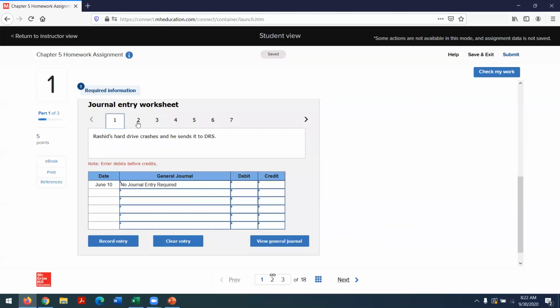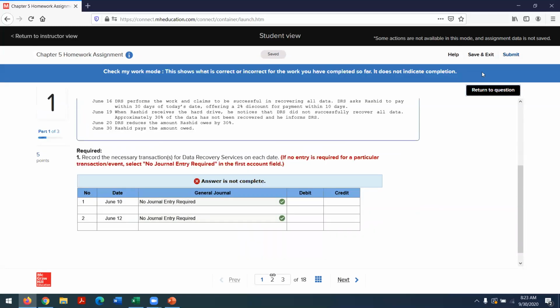Number two. After initial evaluation, DRS emails Rashid to let him know that full data recovery will cost $2,700. Any thoughts? Has an economic event occurred? Isn't this just a bid? Yeah, it's just a bid because they haven't done any work yet and he hasn't paid anything yet. You're exactly right. It is just a bid. There's nothing that's happened here, guys. I'm just going to check my work.